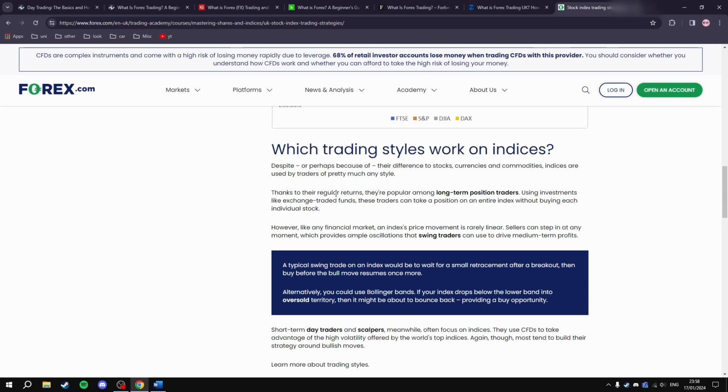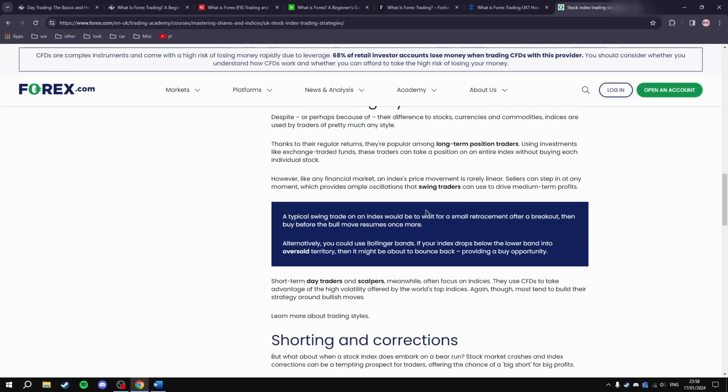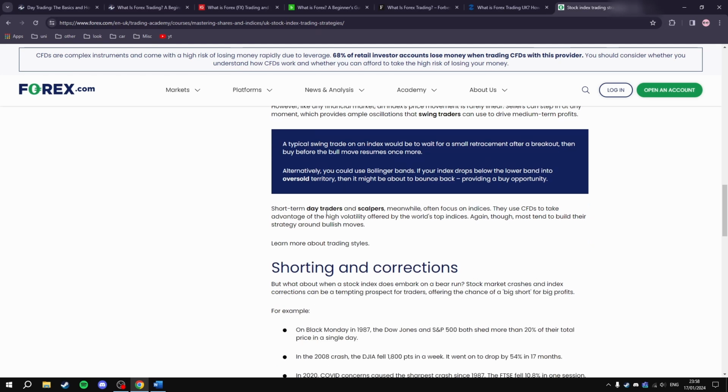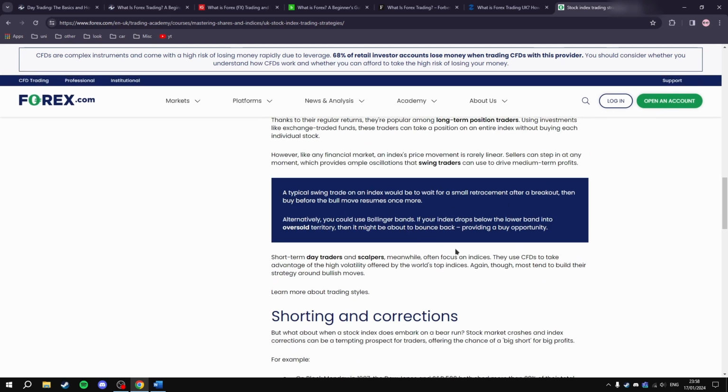Using investments like exchange-traded funds, these traders can take a position on an entire index without buying each individual stock. However, like any financial market, an index's price movement is rarely linear. Sellers can step in at any moment, which provides ample oscillations that swing traders can use to drive medium-term profits. A typical swing trade on an index would be to wait for a small retracement after a breakout, then buy before the bull move resumes once more.